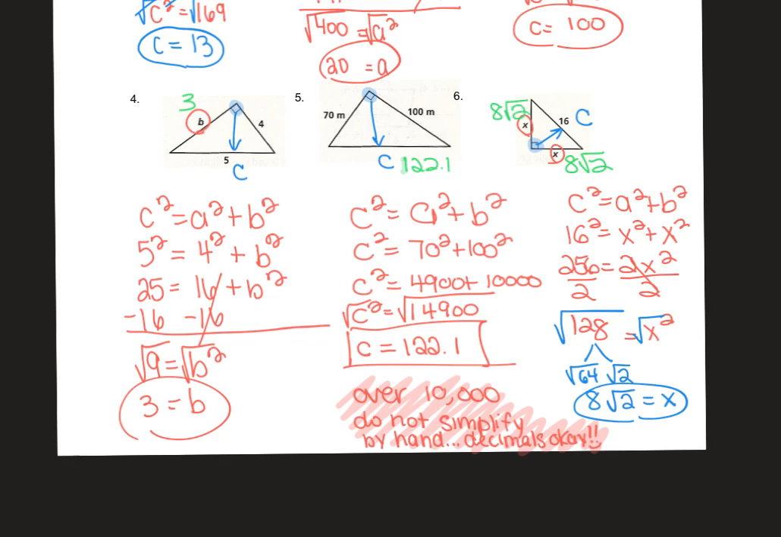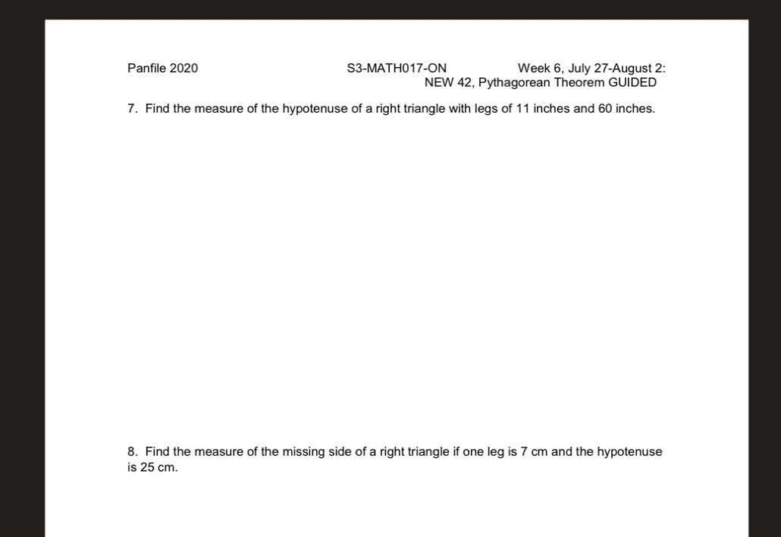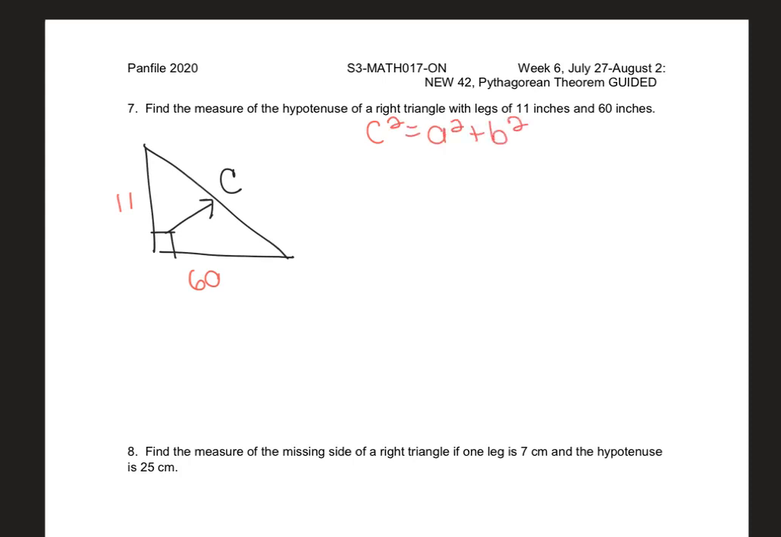All right, let's look at what a couple word problems could look like here. Find the measure of the hypotenuse of a right triangle with legs of 11 and 60. So if you draw yourself this triangle, they're asking you for the hypotenuse. You could call that C if you wanted. And they're giving you the legs 11 and 60. So c squared equals a squared plus b squared. We don't know c, but we know 11 squared and 60 squared.